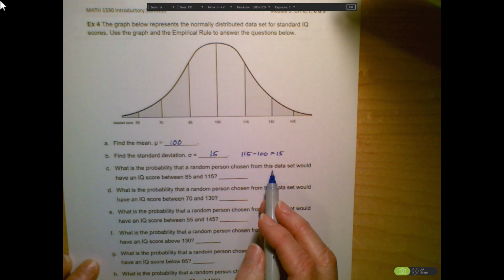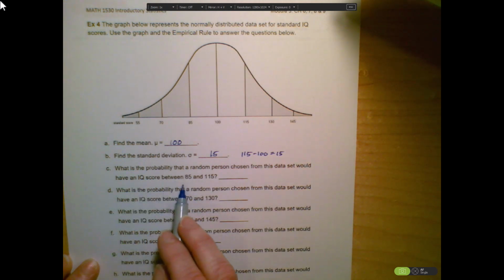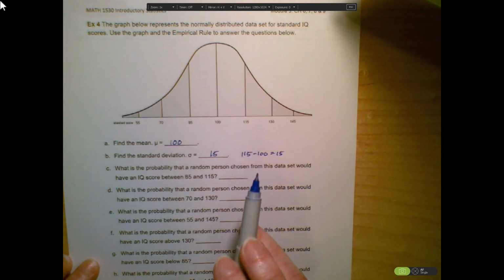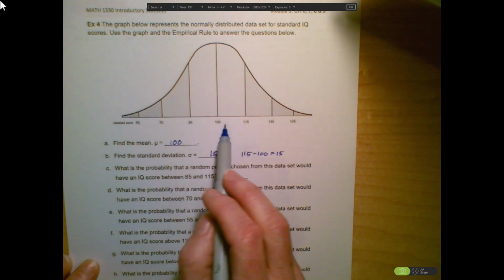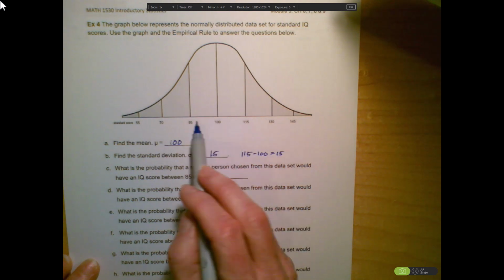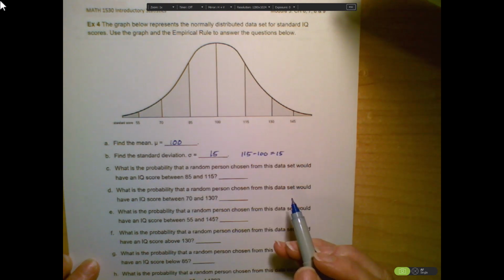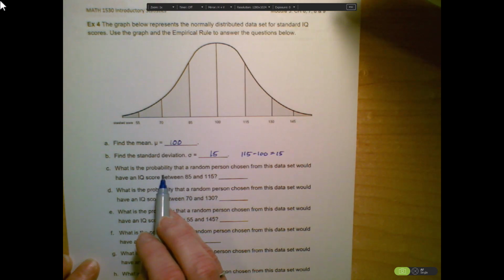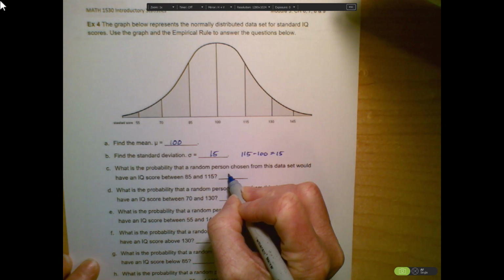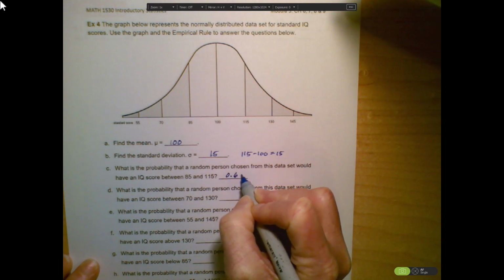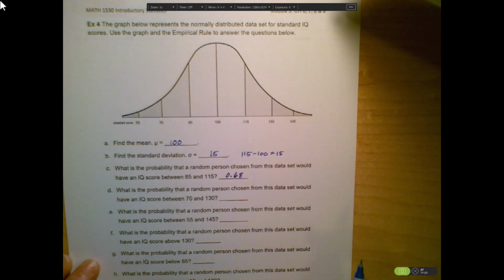What's the probability that a random person chosen from this data set would have an IQ score between 85 and 115? Well, how many standard deviations is that? Down 1, up 1, right? So that's within 1 standard deviation. Now it says probability, not percent. Within 1 standard deviation is what percent? 68%, right? So we'll change that to a probability and write it as 0.68.